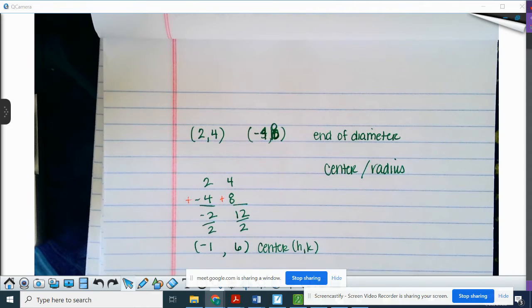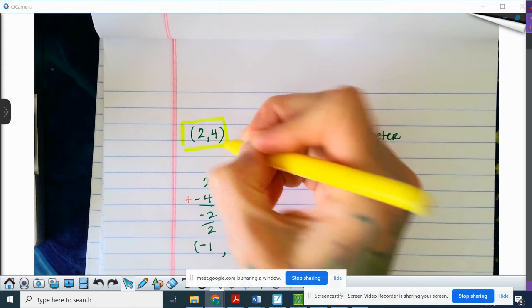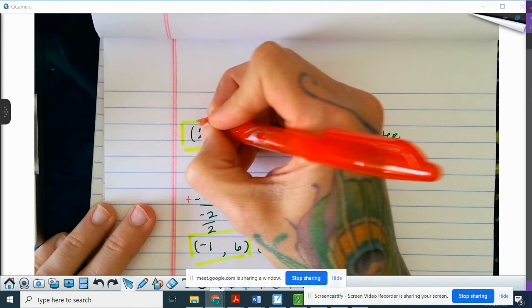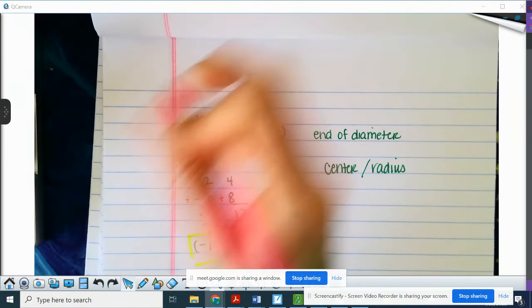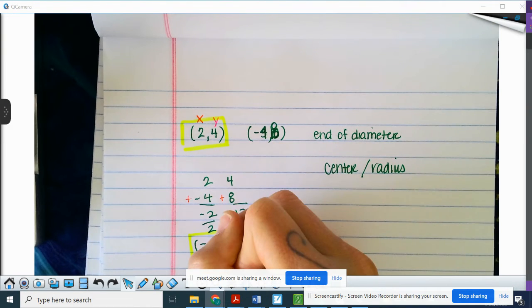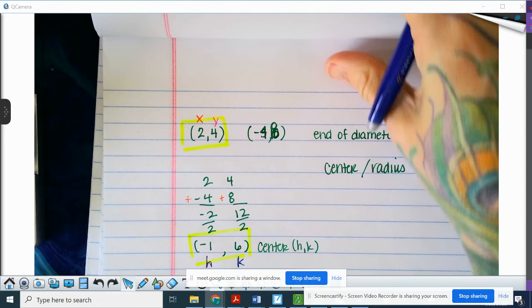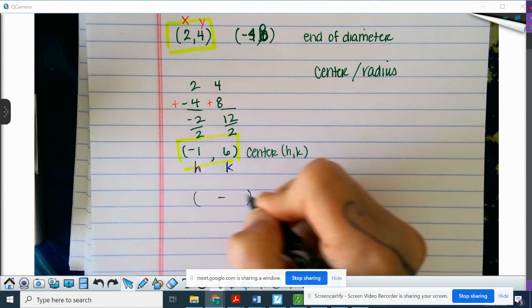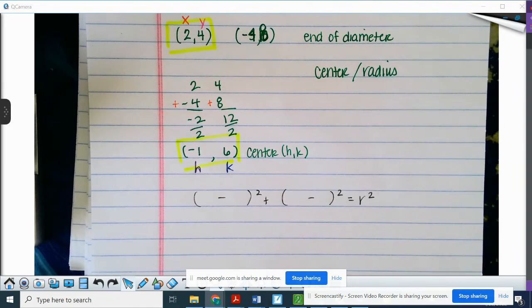And now I need my radius. So I can pick either one of these coordinates up here, because now I have one coordinate and I have a center. So it's just like the last couple we did. And now I have to plug those in. So we'll call this x, y, h and k. So we're going to plug those numbers in to our formula, because we need our radius squared.